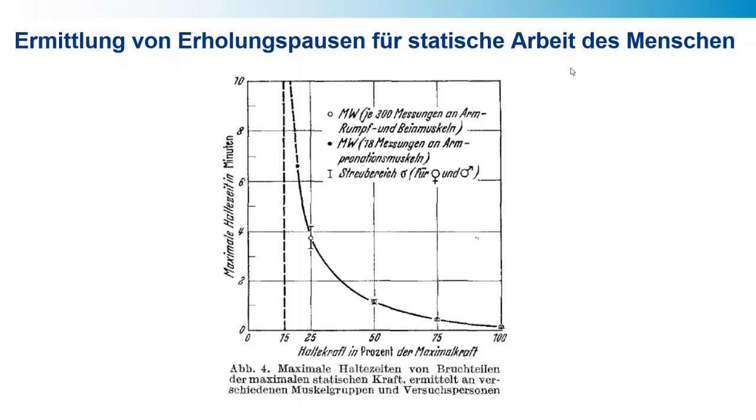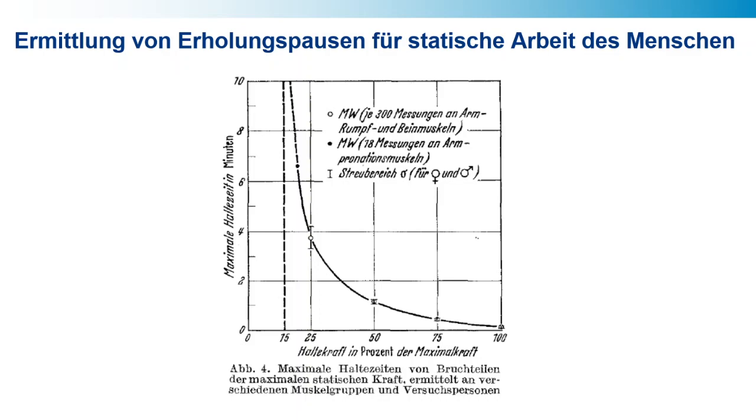But I'm not going to try and pronounce it because I don't want to disgrace my German friends. However, the key thing here is you have this same hyperbolic function, and in this case you're looking at static work. So this is holding a contraction for as long as possible at different fractions of your maximum contraction force. And what Romert discovered was that the limiting level where you could sustain the contraction for a very long time was about 15% of the maximal contraction.